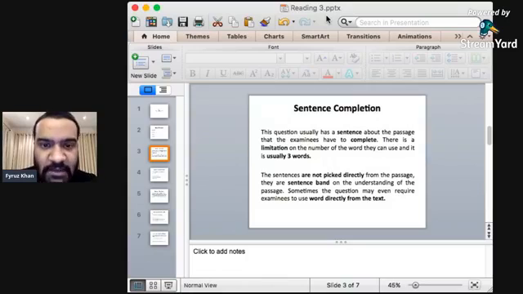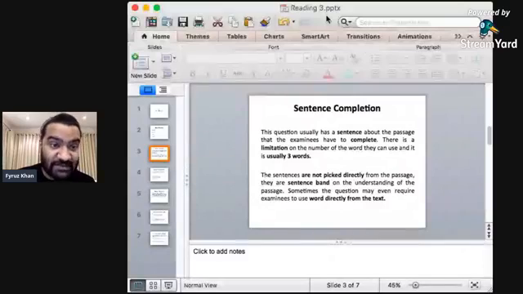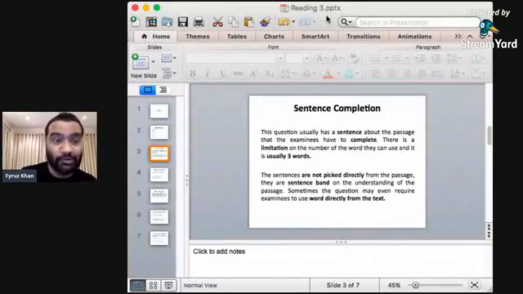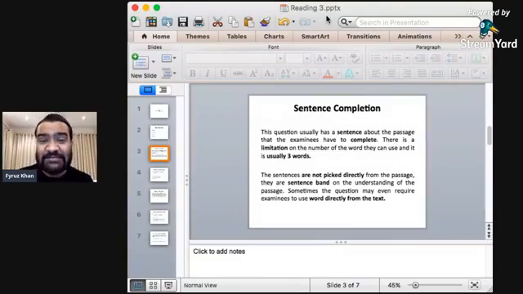Okay. So sentence completion, it has a sentence, and you're asked to complete the sentence in a certain number of words. It's usually 1 word, 2 words, 3 words. They will tell you no more than 2 words. No more than 2 words means either it's going to be 1 or 2 words, but not more than 2 words. Not more than 3 words means either it can be 1 word, 2 words, or 3 words, not more than that. So it is like fill in the blanks.